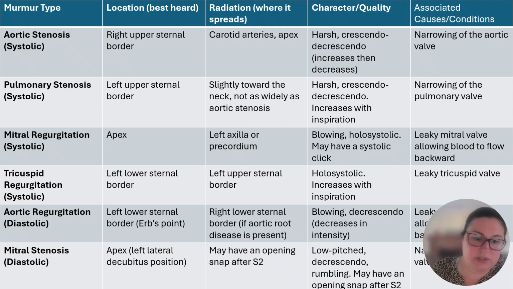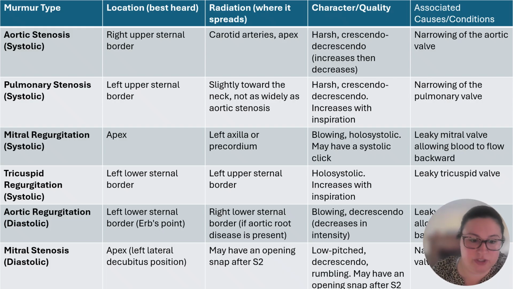Pulmonary stenosis is a systolic murmur, left upper sternal border. It radiates slightly toward the neck, not as widely as aortic stenosis, however. It's a harsh crescendo-decrescendo, and it increases with inspiration. It's a narrowing of the pulmonary valve.